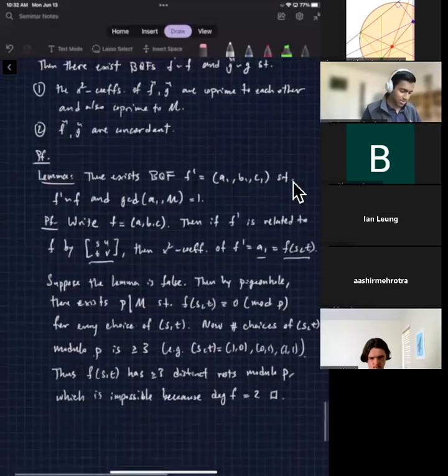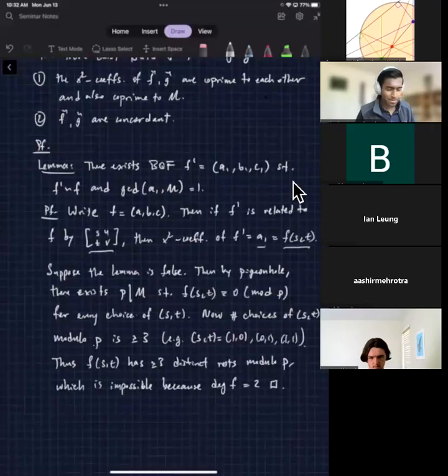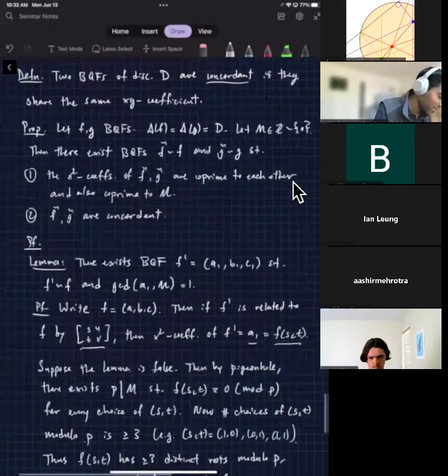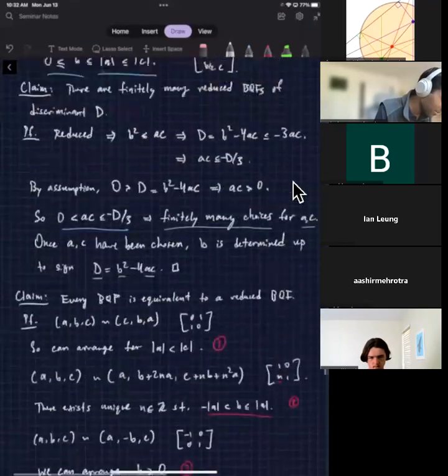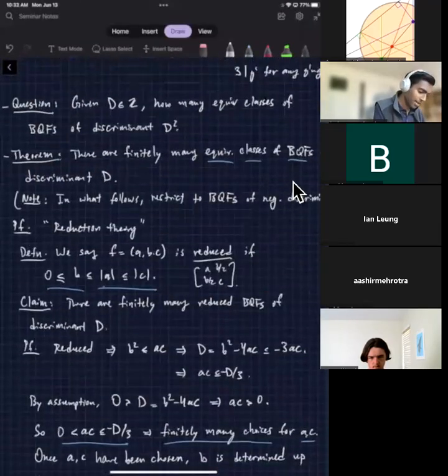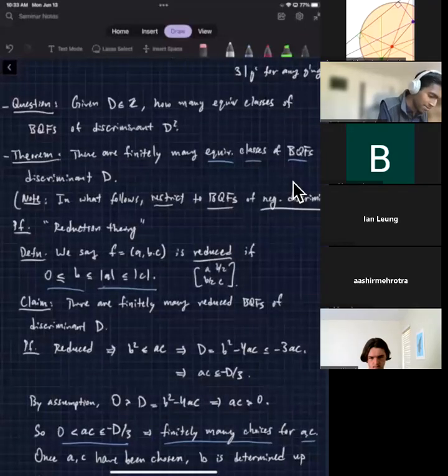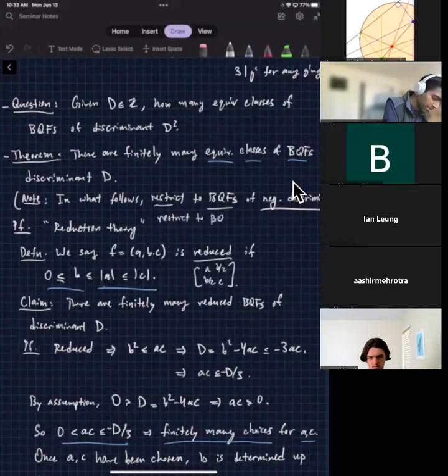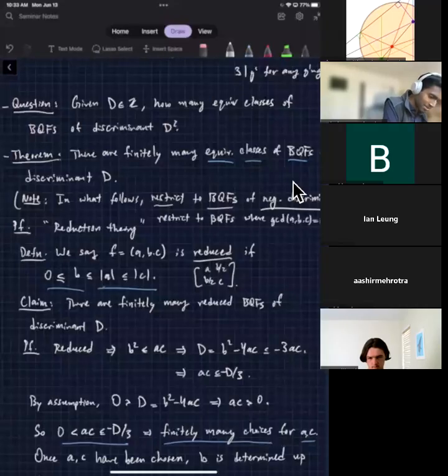So this isn't quite true, because if all the coefficients of f are divisible by p, then it'll be congruent to 0. Okay, so what I should do is, I made a restriction earlier. I said in what follows, we're going to restrict to BQFs of negative discriminant. We'll also restrict to BQFs where the GCD of the coefficients is 1. Okay, that'll avoid this problem.